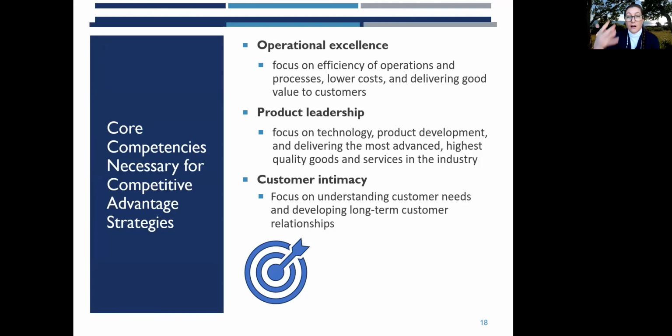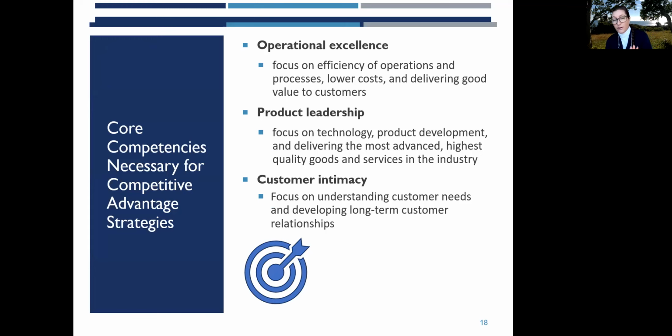Okay, so now this slide, we've got a summary of those three ways that we can achieve competitive advantage. Operational excellence: focus on efficiency, lower cost, good value for the customer.